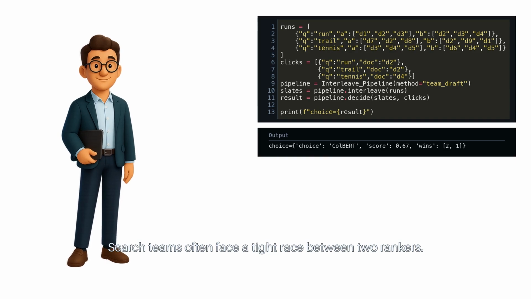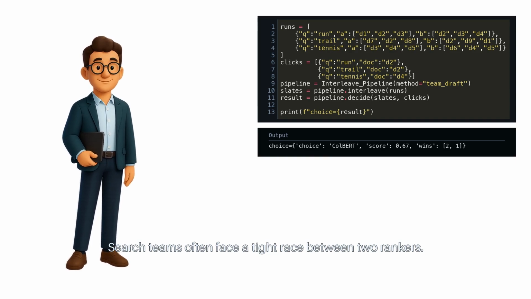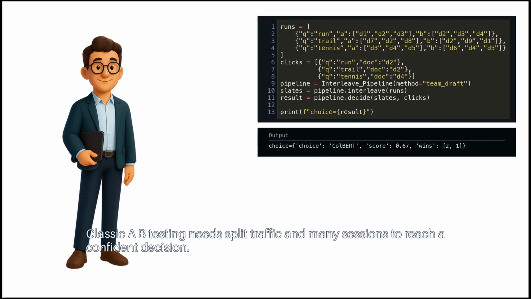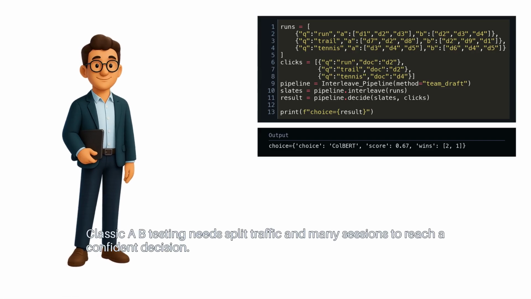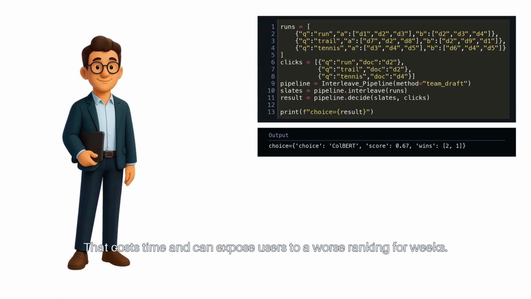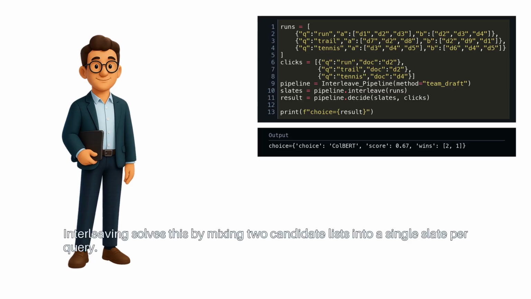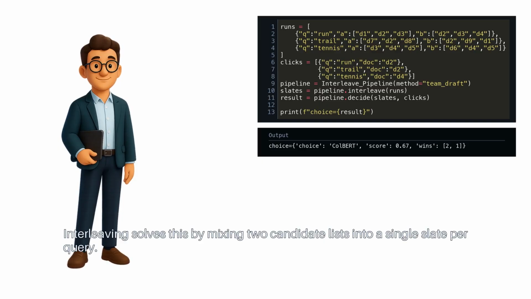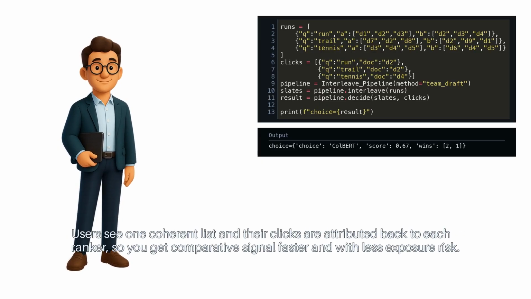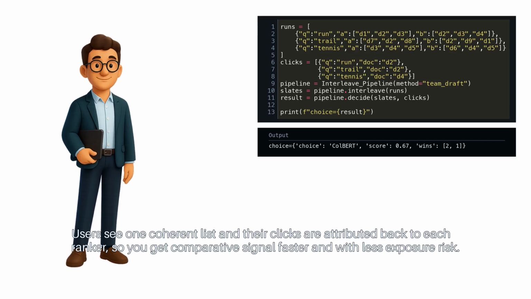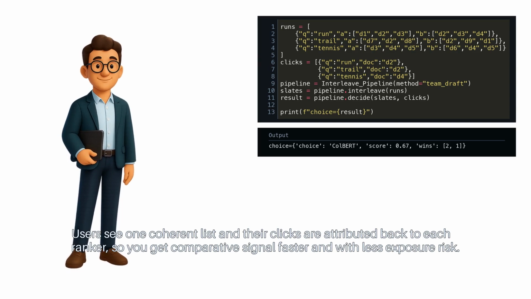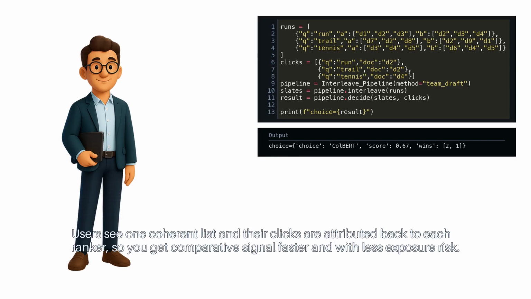Search teams often face a tight race between two rankers. Classic A/B testing needs split traffic and many sessions to reach a confident decision. That costs time and can expose users to a worse ranking for weeks. Interleaving solves this by mixing two candidate lists into a single slate per query. Users see one coherent list, and their clicks are attributed back to each ranker. So you get comparative signal faster and with less exposure risk.